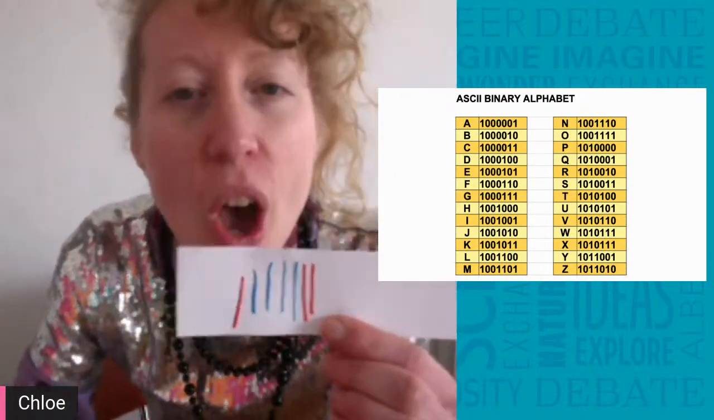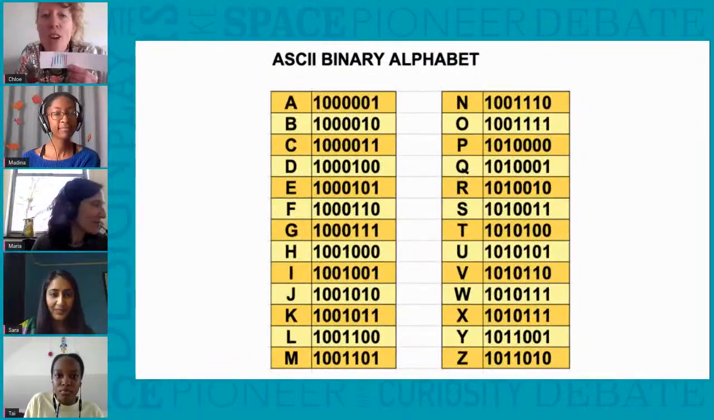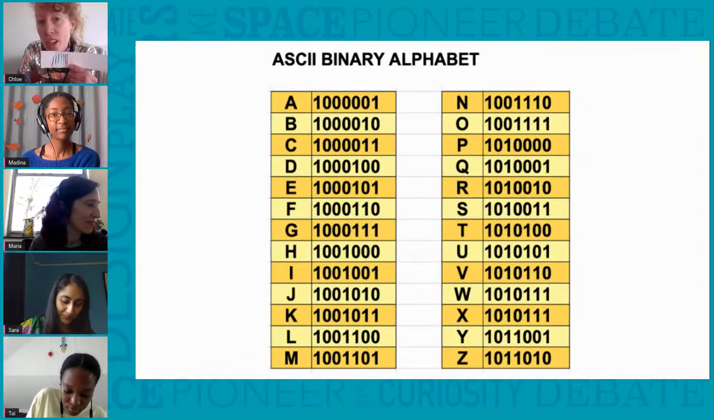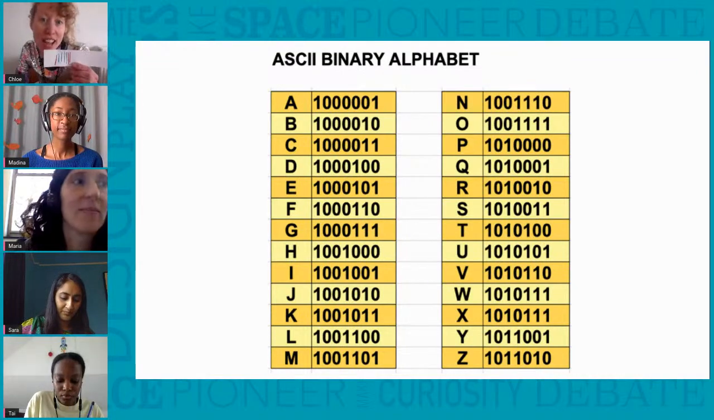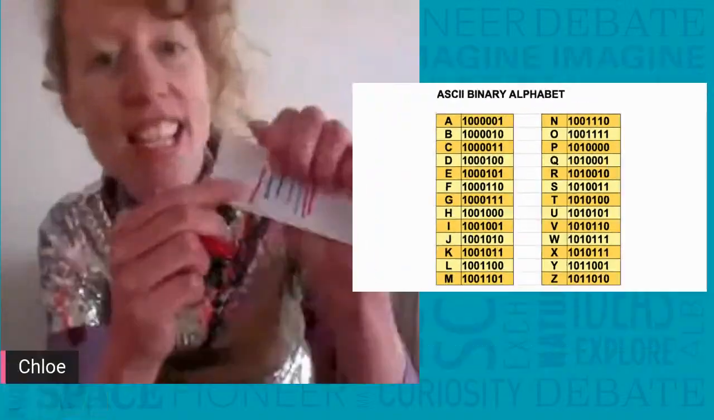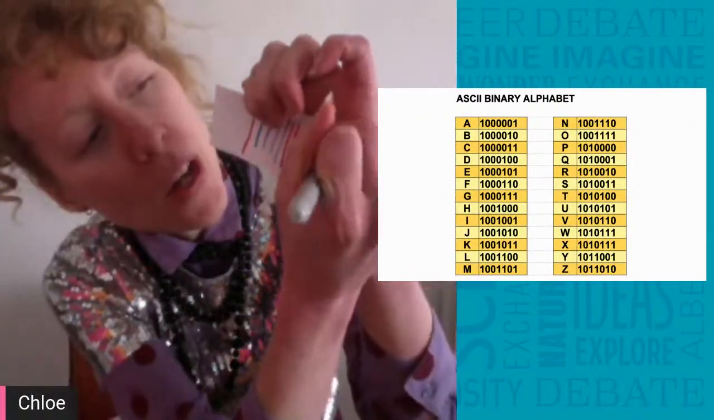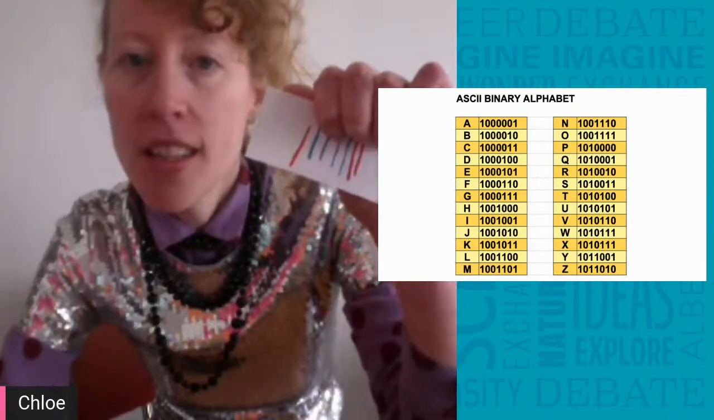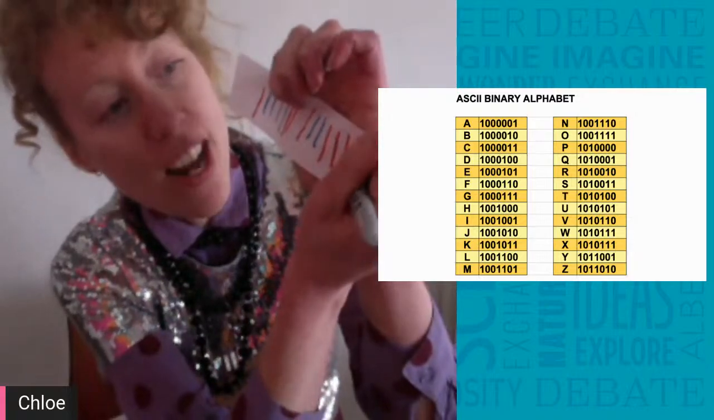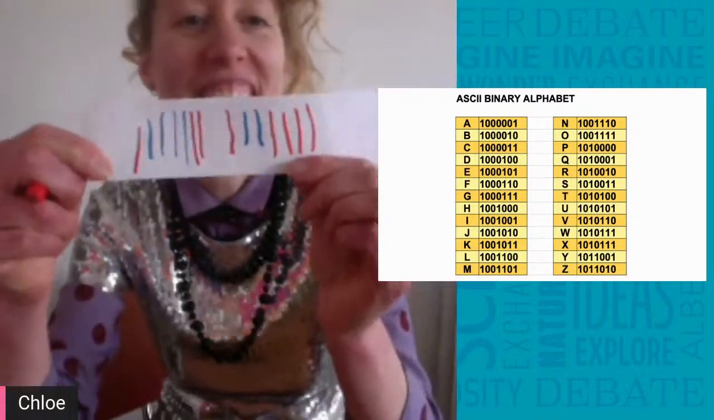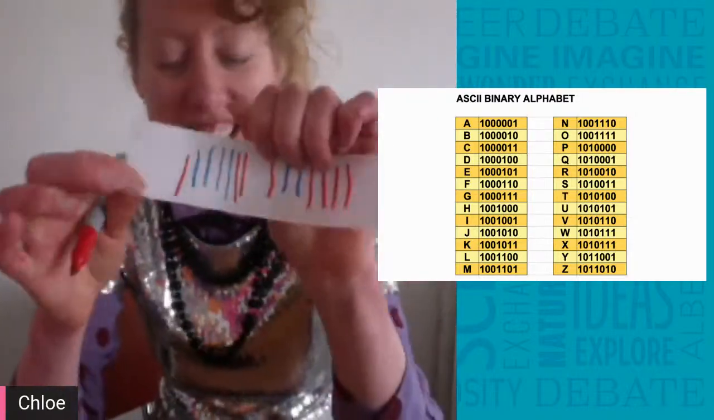Next, I need to go to O, which is 1001111, or red, blue, blue, red, red, red, red for me. So I'll draw that on next. Red, blue, blue, red, red, red, red. See, check it out. Oh yeah, I like my wiggly lines.